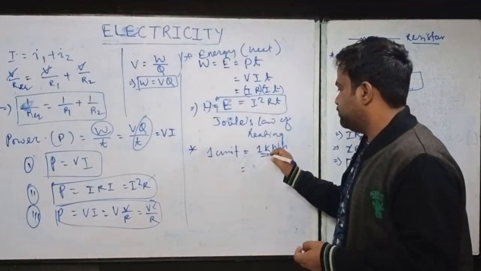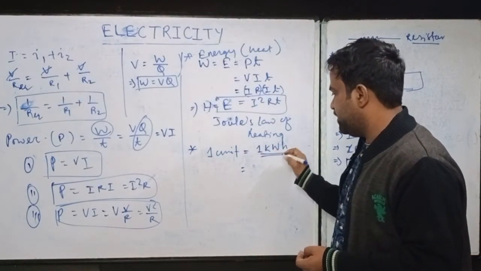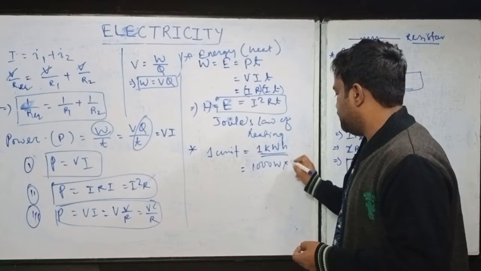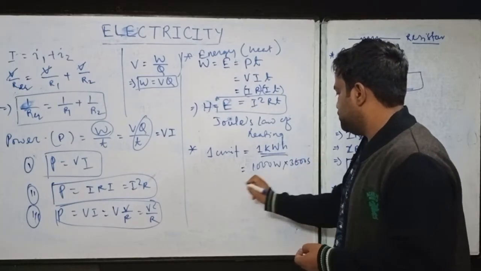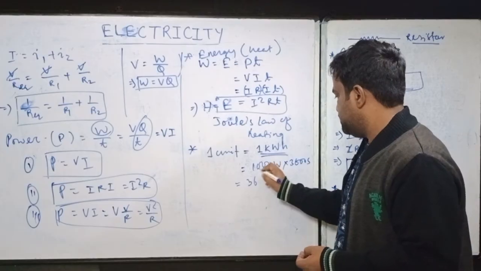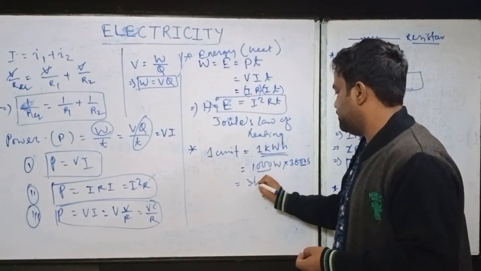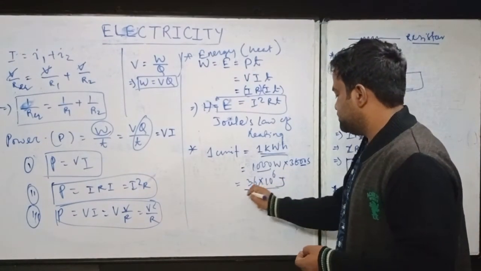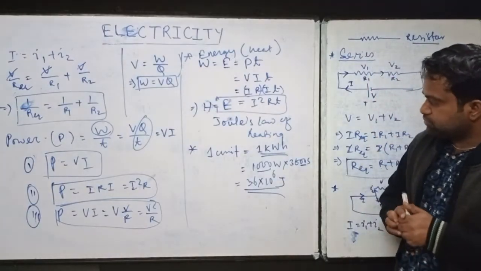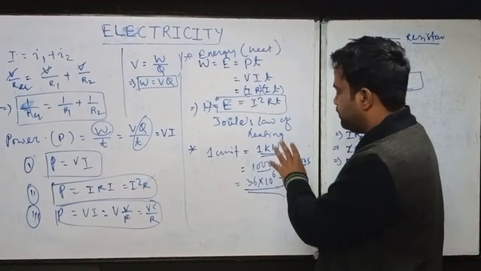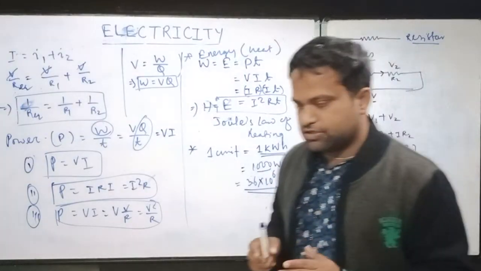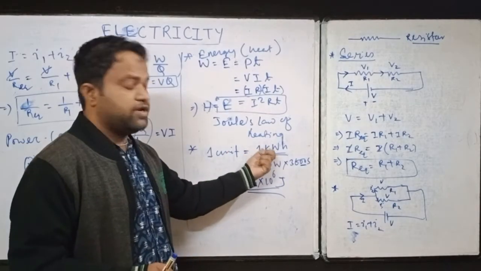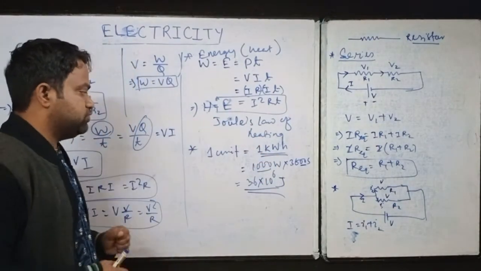So 1 kilowatt hour, if you convert it to watt second, kilowatt means 1000 watt, and 1 hour to second is 3600 seconds. So basically it will be 3.6 into 10 to the power 6 joule, right? So 1 unit is this much joule. This is your commercial unit. When 1 kilowatt hour of energy is consumed, then your 1 unit will be there.